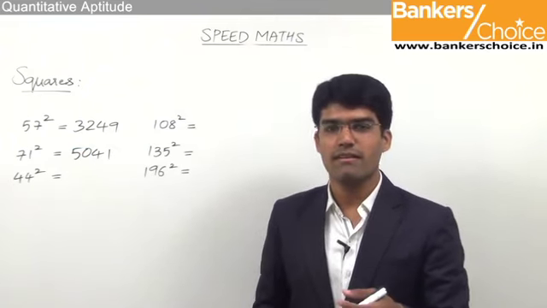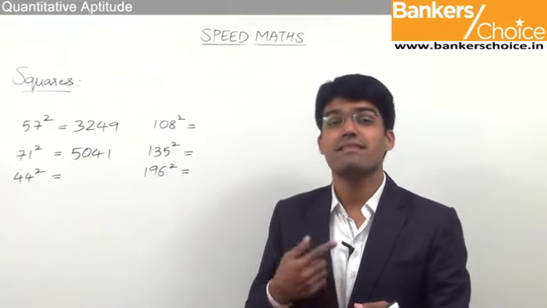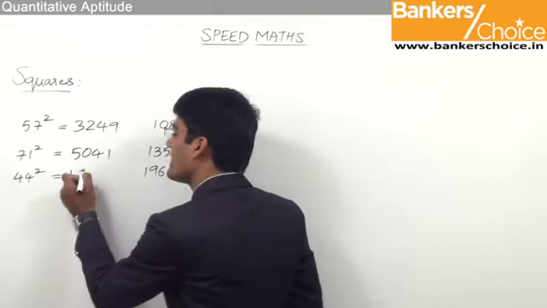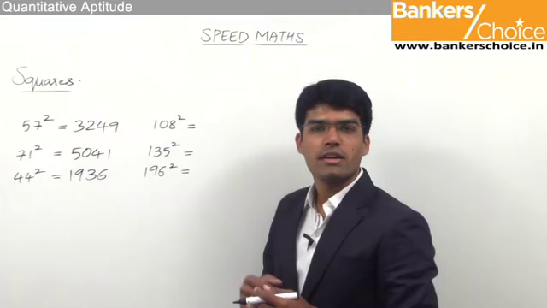So 2500 minus 600, that is 1900. 1900 plus 6 square. 1900 plus 6 square is 1900 plus 36. So 1936. The next one here is 108 whole square.